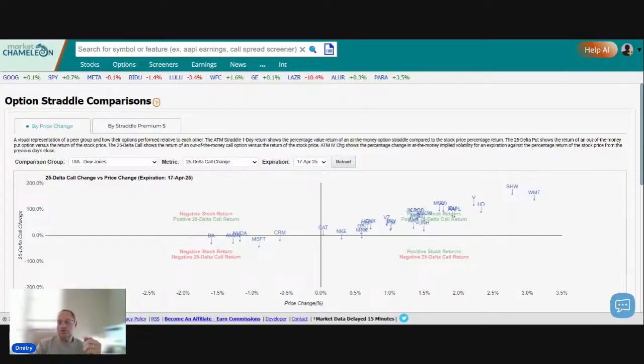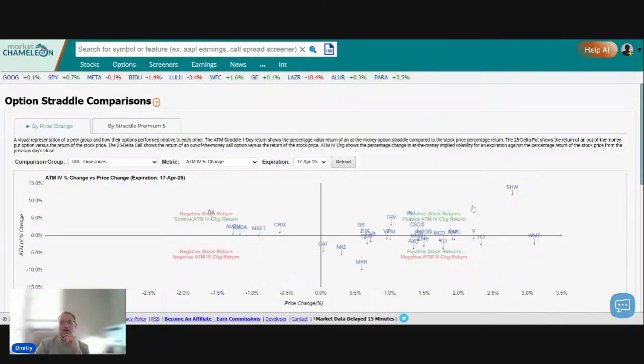All right. And keep in mind, you could do this for a group of stocks that you track yourself uniquely. Okay. Let's now go to, let's say, the at the money IV, so we could see how the implied volatility changed. So let's reload that. And now we're looking at the implied volatility on April 17th for this group of stocks. And we could now compare what the implied volatility did versus stock behavior.